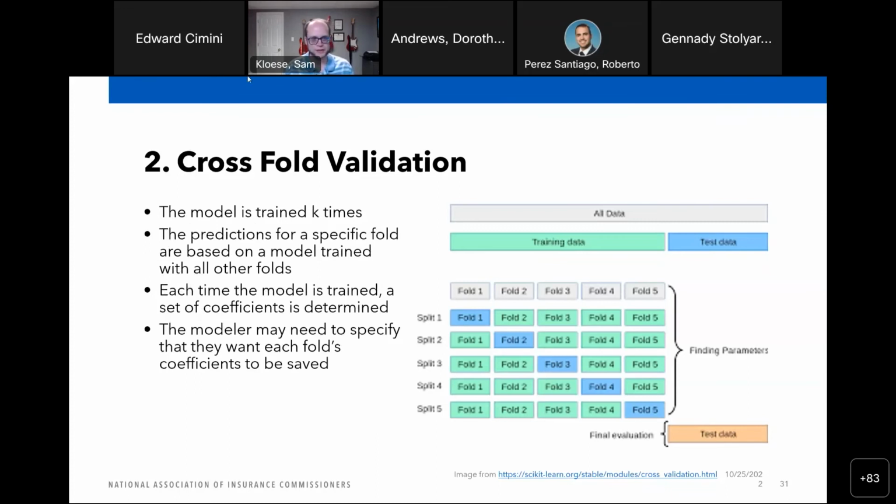So your model ends up being trained K times when you do this. And the predictions for each fold are based on a model trained with all the other folds. And each time the model is trained, a set of coefficients is determined. Depending on what package you're using, the modeler may need to specify that they want each fold's coefficients to be saved. Go to the next slide.